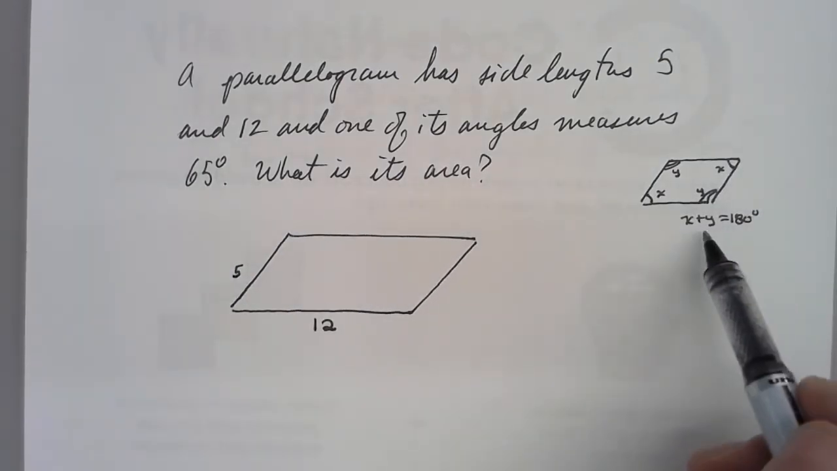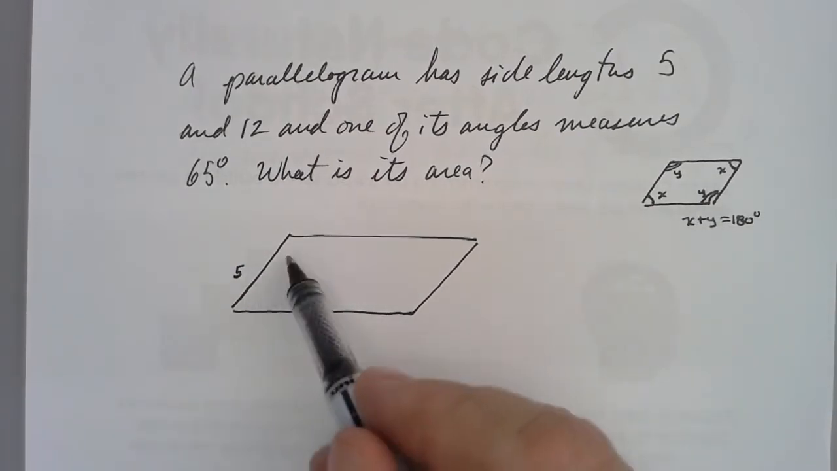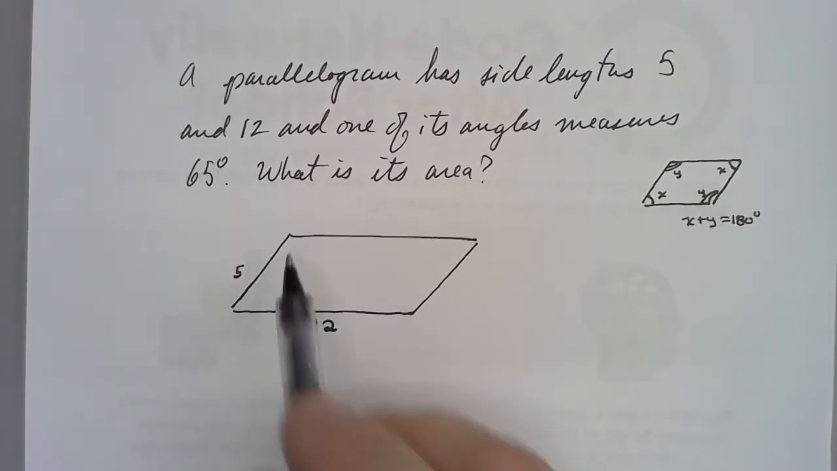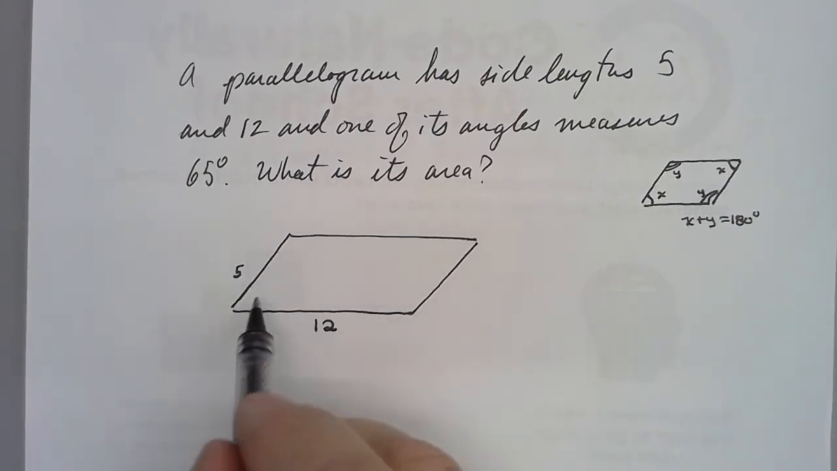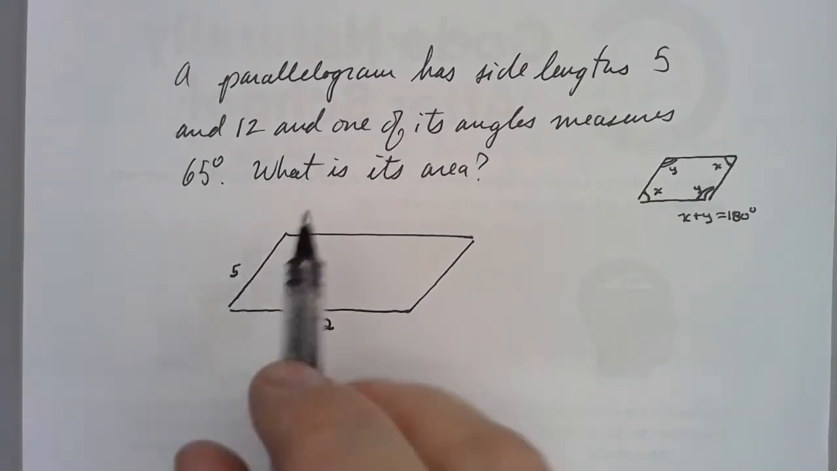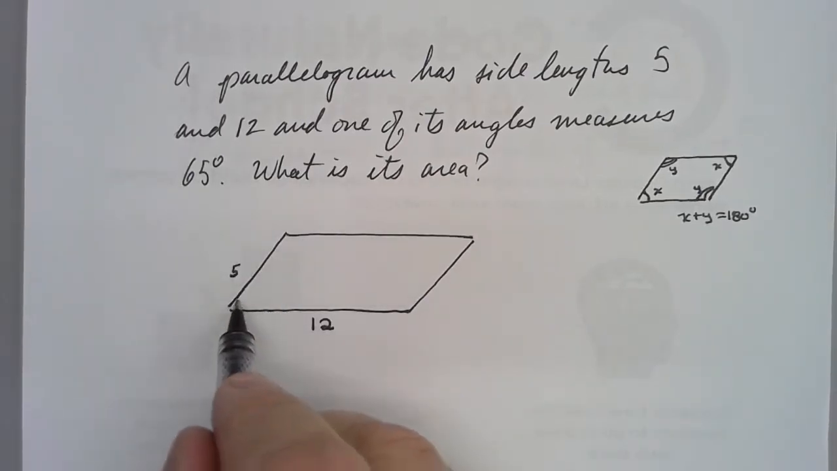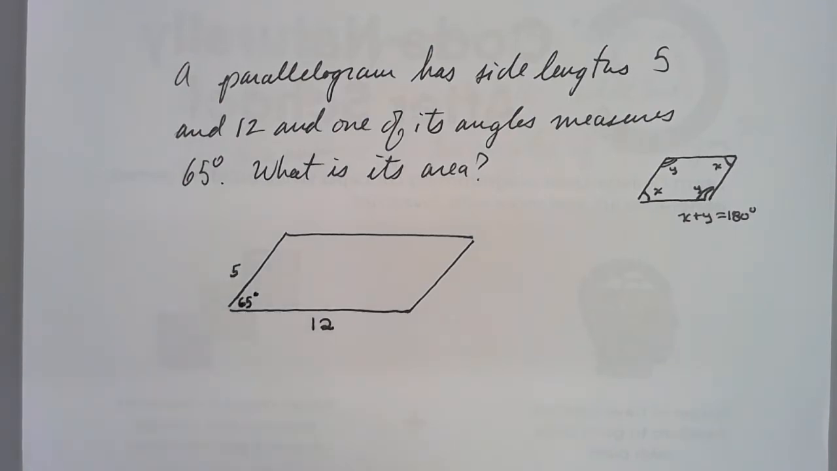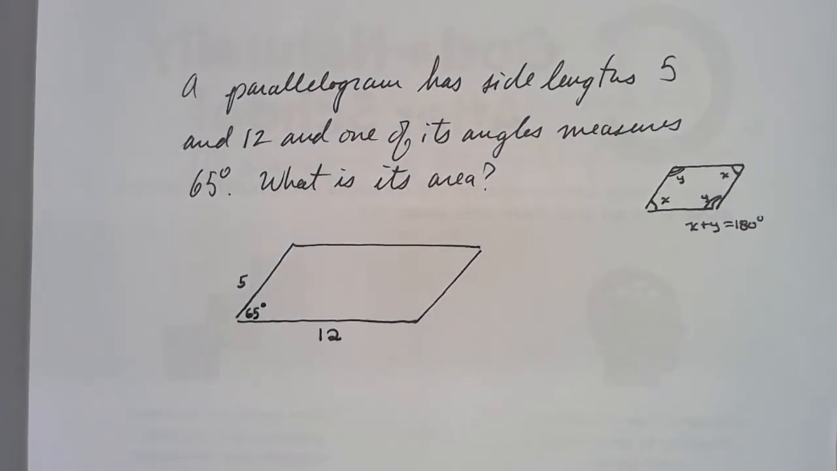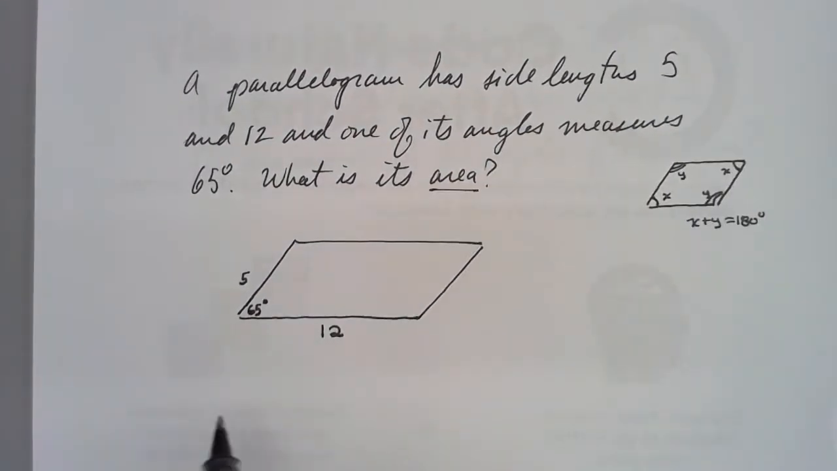Well, because these angles have to add up to 180, if one is smaller than 90, then the other has to be larger than 90. In other words, you're going to have one acute angle less than 90, and you'll have one obtuse angle which is more than 90. And so since we're given 65, that must be one of the acute angles, one of the less than 90s. So I'll put that right there. I could also have put it here.